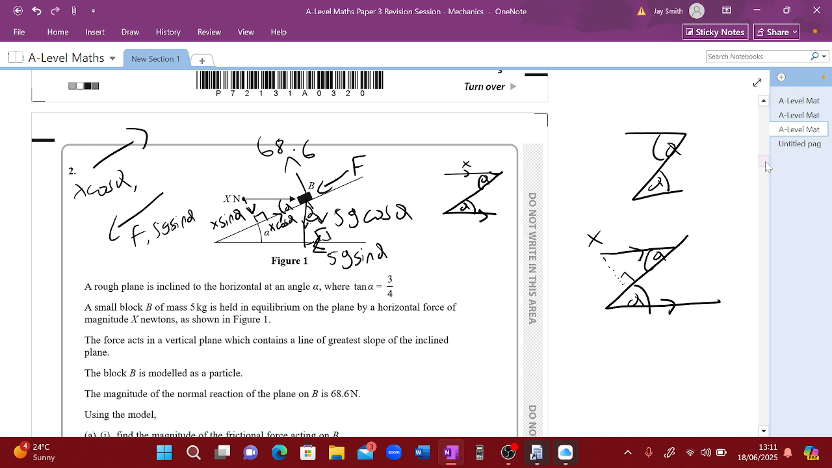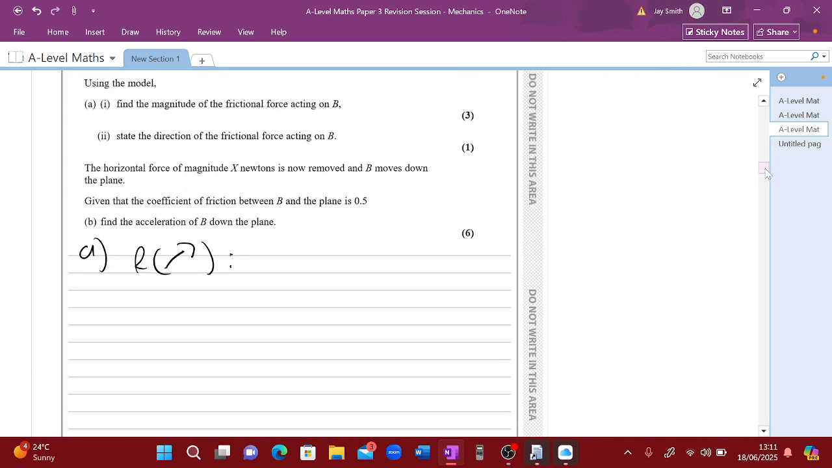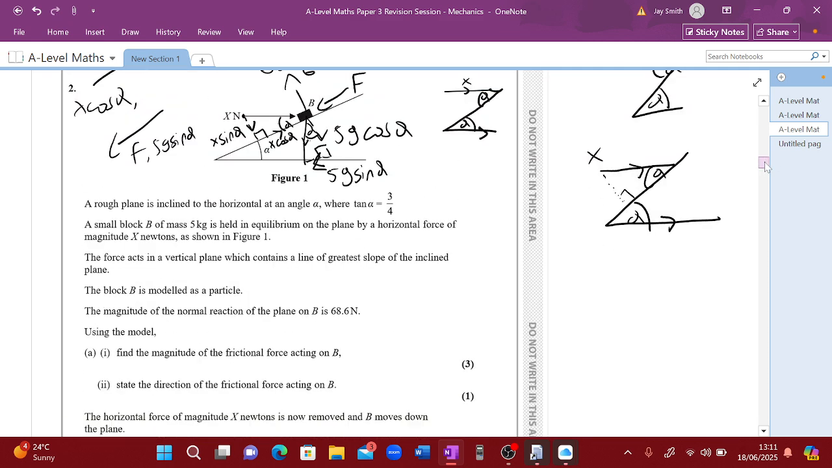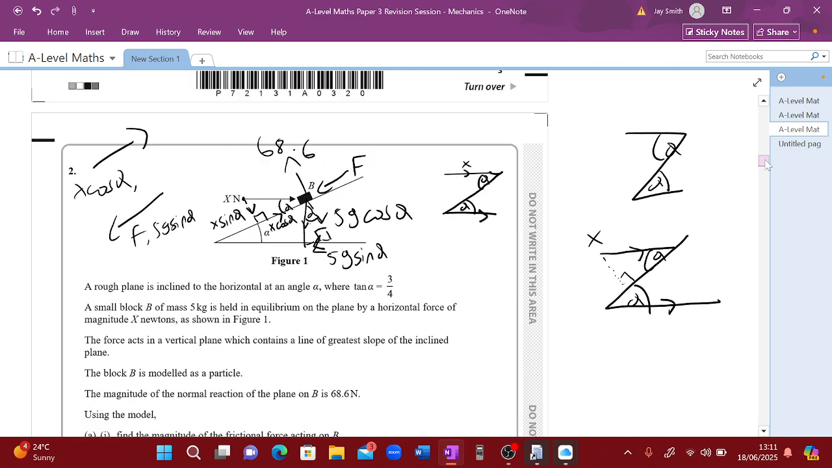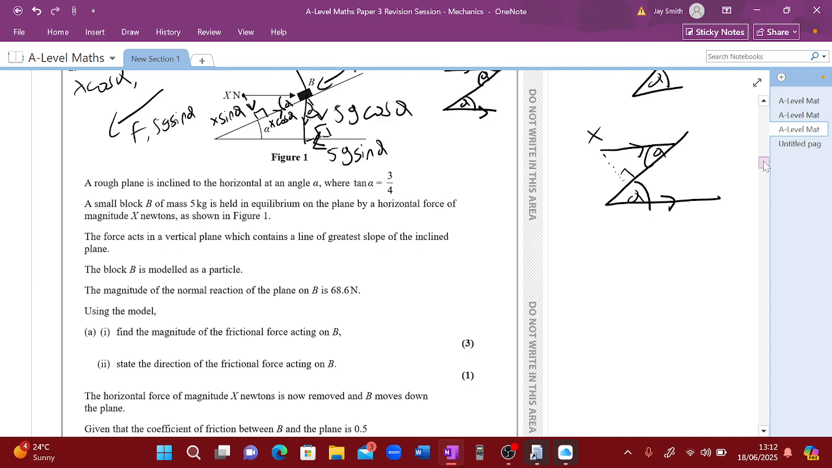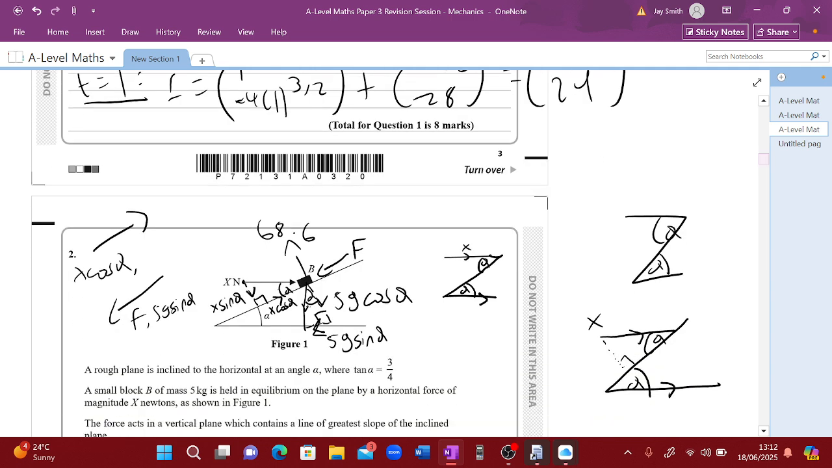So then if we resolve it, these are equal because it's an equilibrium. So x cos alpha is going to be equal to f add 5g sine alpha, sorry. And then we're going to do the other one. Oh no, that's parallel side. Now we're going to do perpendicular to the plane.